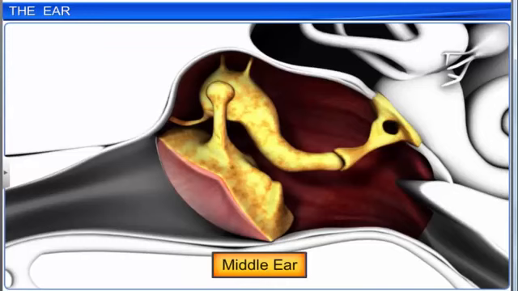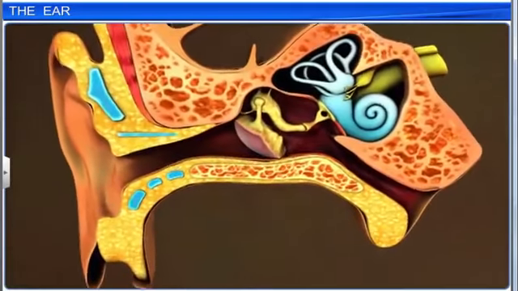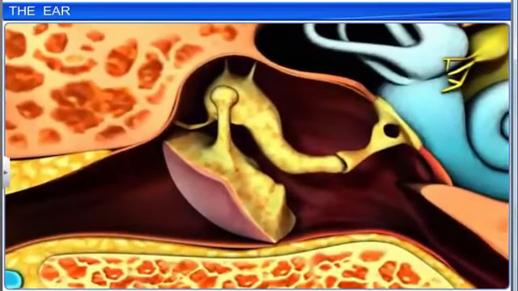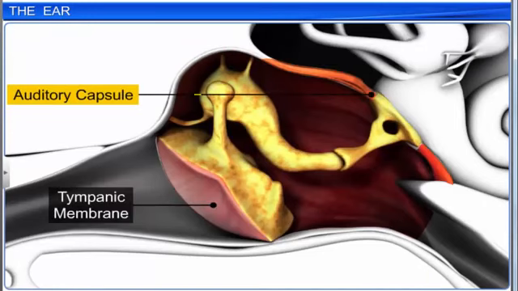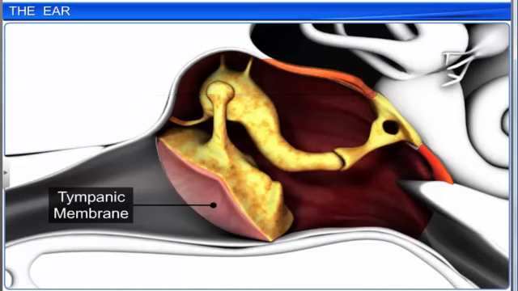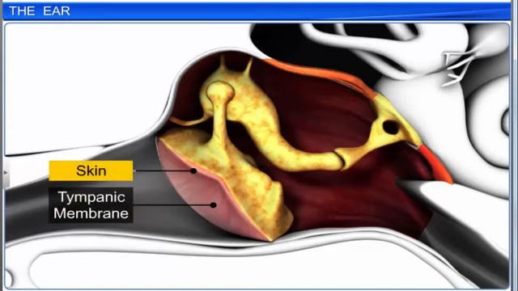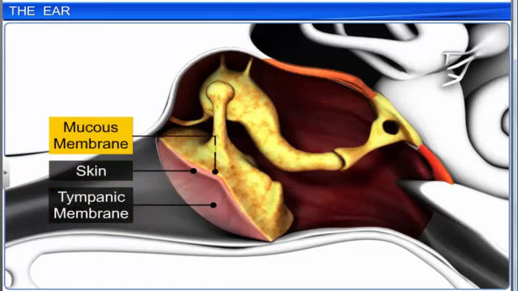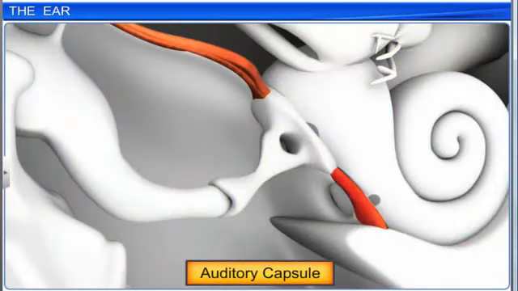The middle ear consists of an air-filled space called the tympanic cavity that separates the outer and inner ears. The tympanic cavity is bound externally by the tympanic membrane, also known as the eardrum, and internally by an auditory capsule. The tympanic membrane is composed of connective tissue that is covered with skin on the outside and a mucous membrane on the inside.